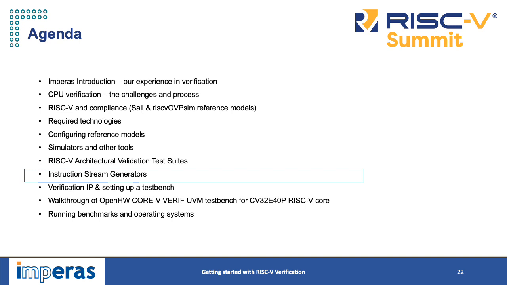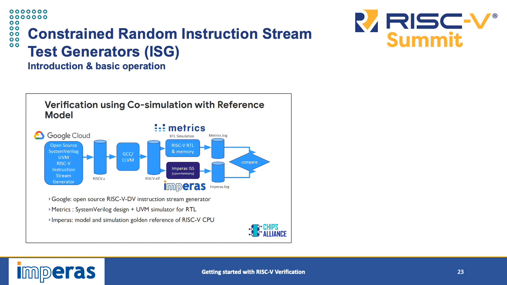Okay, so let's talk about instruction stream generators. An instruction stream test generator is a tool which takes a variety of inputs and generates streams of instructions, either in C or in assembler. You put those through your tool chain, get an ELF file out, you run it through your RTL Verilog design under test, get a log file, you run it through your reference simulator, for example, Imperas here, and get a log file, and then you do a post-simulation compare.